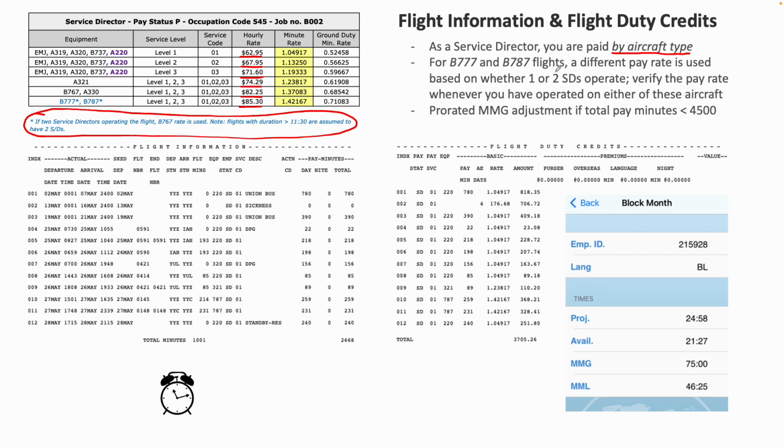Sometimes what happens is you might be working a single purser flight, and you end up getting paid the 2 purser rate by mistake. For this particular year, it's a difference of approximately $3. So getting paid $82.25 per hour by mistake instead of $85.30, and that means you should be verifying your pay rate for all of your wide body flights in particular, and making a pay adjustment e-claim if you find something off.